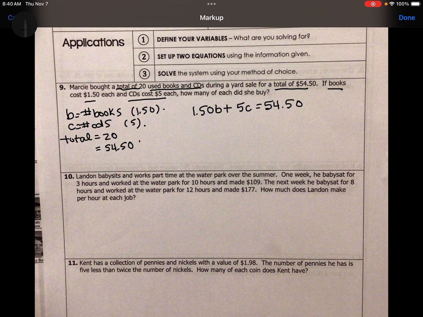And then we spent a total of 20 books and CDs altogether, so that just means I'm going to have books plus CDs equals 20. And that's my equation. I'm not even going to solve. That's all we're doing is set it up. What I could do now is I could multiply the bottom by -5, and then I'd be able to solve that like we've done before.